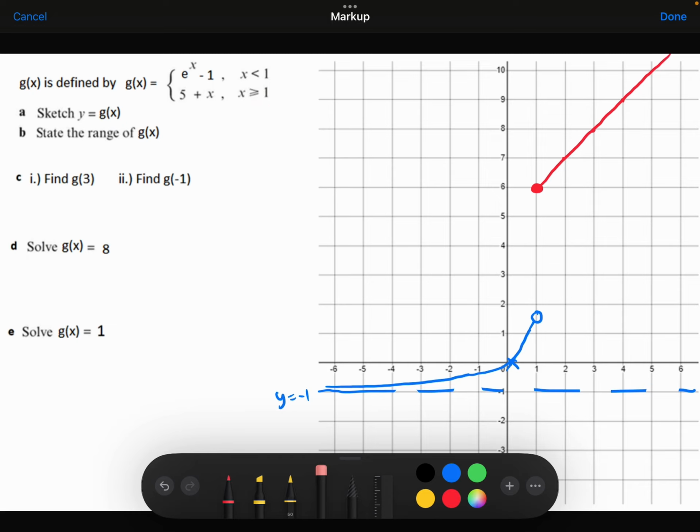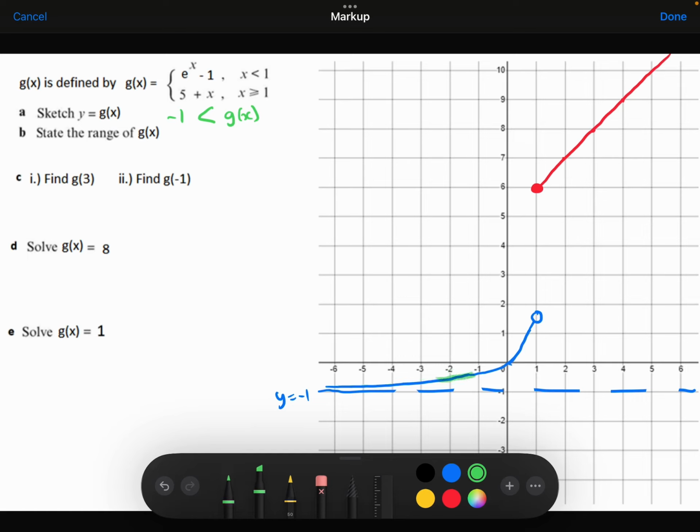Part B states the range of g of x. So that's the y values. So let's look at the y values. I can see that my graph is going down towards minus 1 down here. It will never touch minus 1. So I'm going to say that g of x has to be greater than minus 1. You can't equal it.